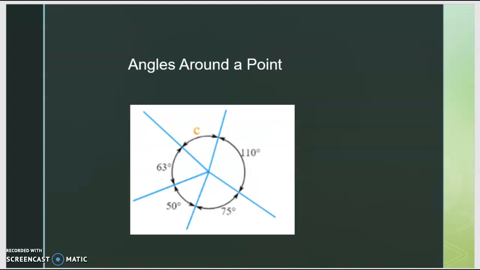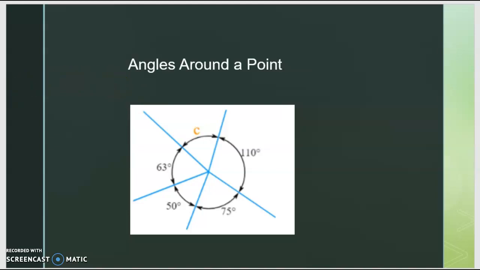And this is angles around a point. If you add all the angles, it should be 360. As you can see, there is a problem given here. In this, they drew a circle because it's exactly 360 degrees, and in the middle point they made 5 angles. They told that 110 is one angle, 75 is one angle, 50 is one angle, 63 is one angle, and they didn't give the other angle.